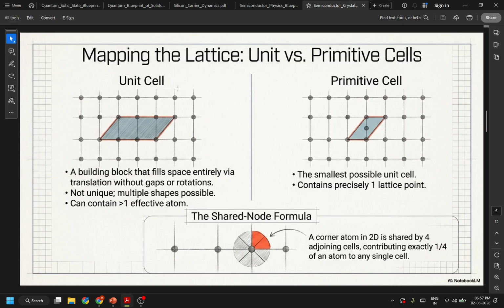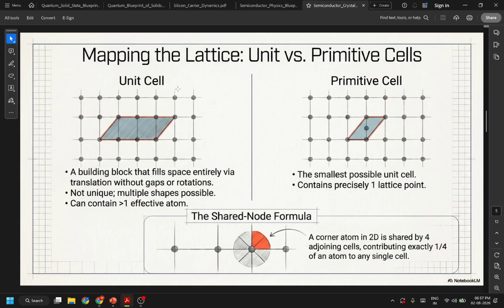So, mapping the lattice: unit cell versus primitive cell. A unit cell is a building block that fills space entirely via translation without gaps or rotations. So it is not unique and can have multiple possible shapes, and it can contain more than one effective atom. A unit cell is basically a cell which, when periodically repeated, gives the entire lattice.